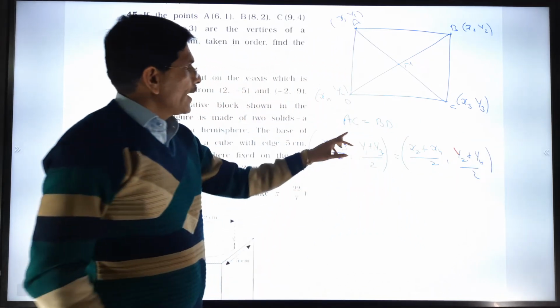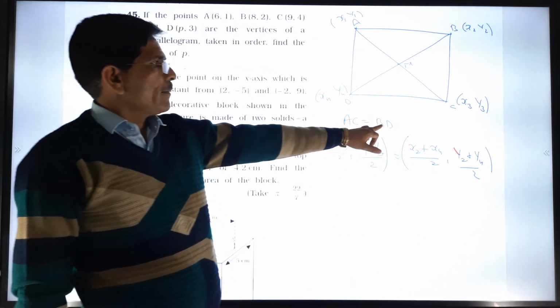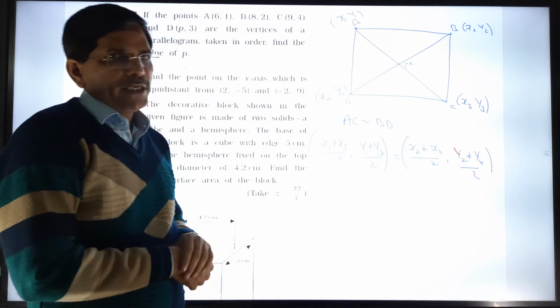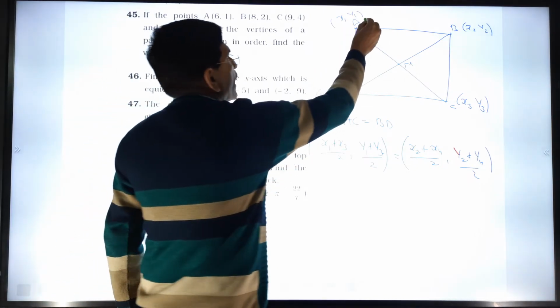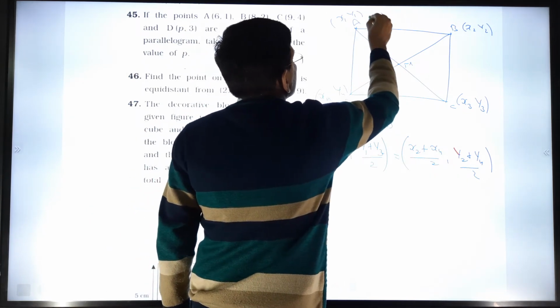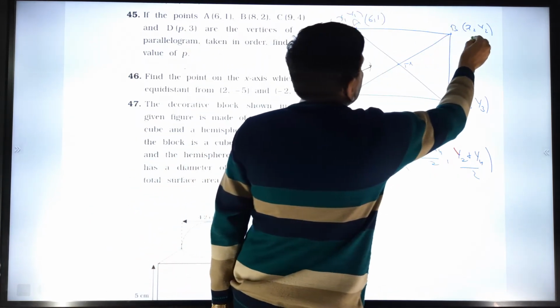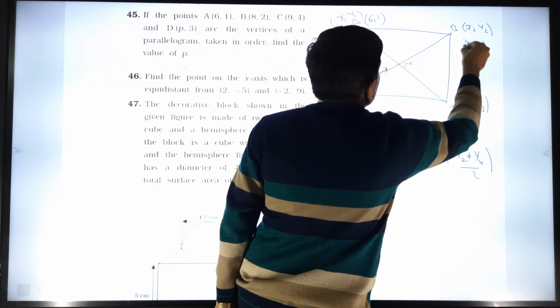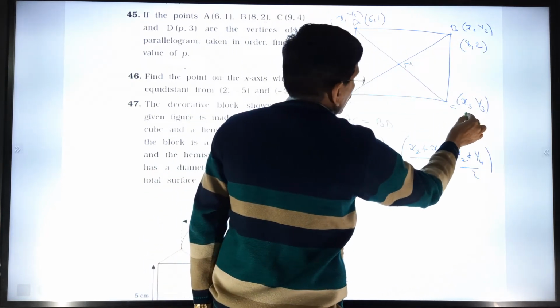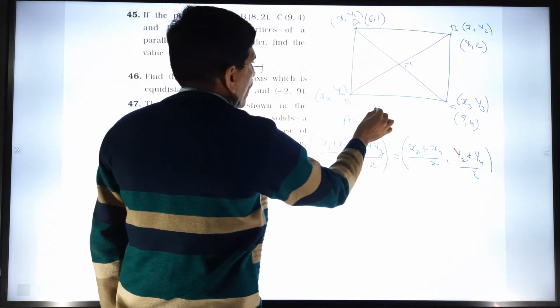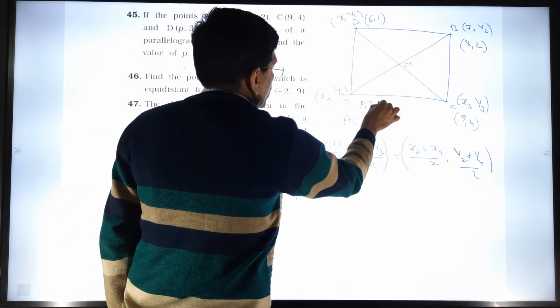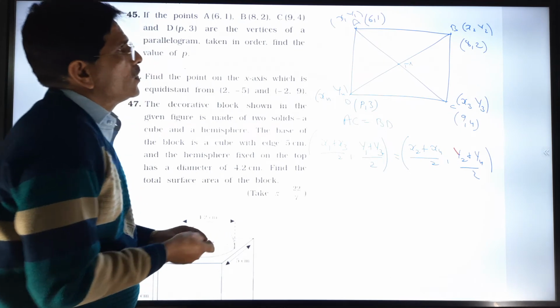Because N is the midpoint of AC and also the midpoint of BD. Now we have to put in the values. So we write 6, 18 here. Afterward 8, 28 here. Afterward 9, 48 here. And P, 3. Now we have to put the value.